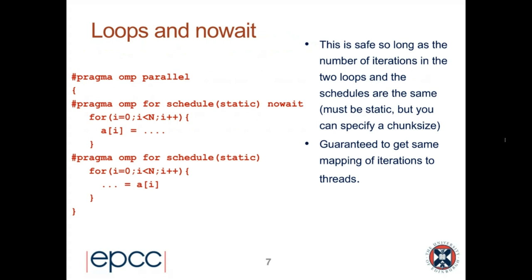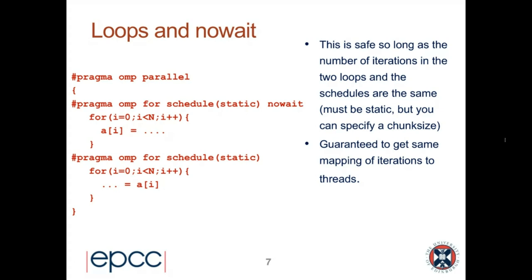Given that the cost of synchronizing threads is reasonably expensive, sometimes we have a parallel region with multiple parallel loops in it, and the question arises: when is it safe to suppress the barrier between loops? When can we assume this in a situation where we have two loops of the same length, both for i equals zero, i less than n? The first loop writes values to a[i], and the second loop reads values from a[i]. Is it safe to use nowait, which will remove the barrier at the end of the first loop?